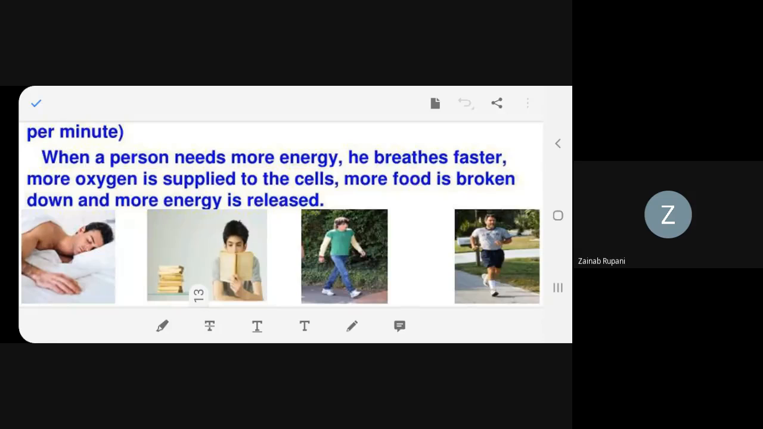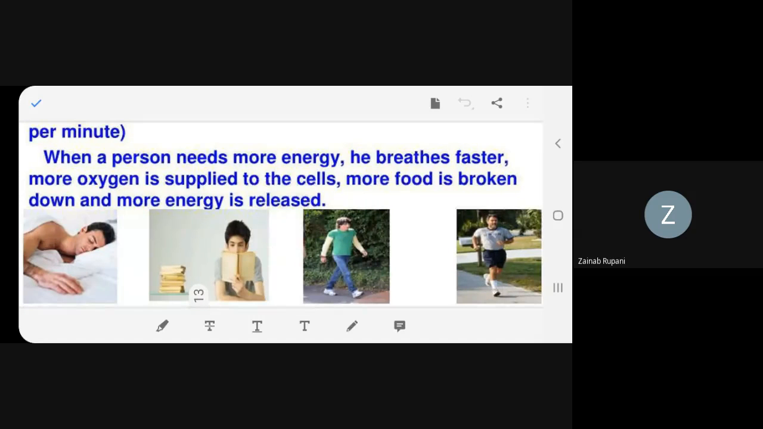So that time what happens? The oxygen rushes to the cells. Along with oxygen, the food is broken down and digested. And when the food is digested, we get more energy. The energy is released. You can see over here, running, jogging, reading, sleeping. Even sleeping takes a lot of calories. At times during sleep we also breathe faster.